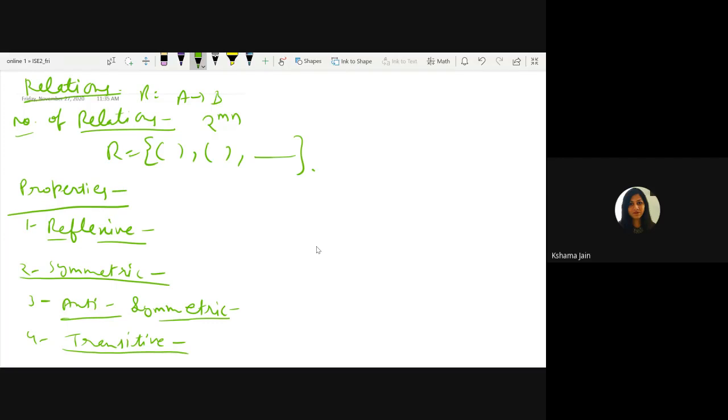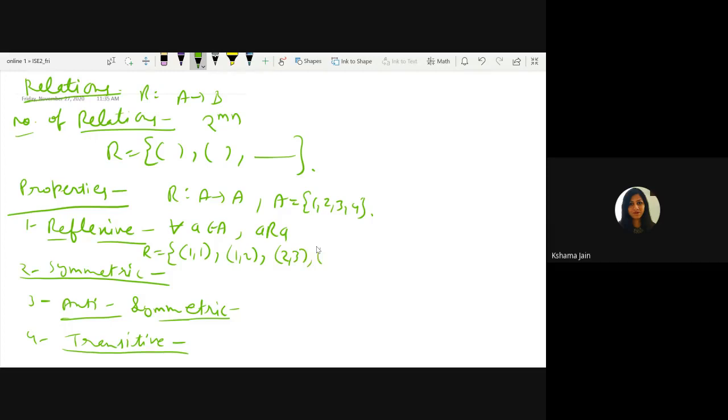Reflexive, as the name sounds, means reflection of itself. So first we consider that some relation is there from A to A. Then for all A belonging to A, each element of A should be related to itself. Then we call the relation reflexive. Okay. So for all these properties, I will consider A as 1, 2, 3, 4 simply. And here I will be defining the relation. For example, if I write (1,1), (1,2), (2,3), (3,3).